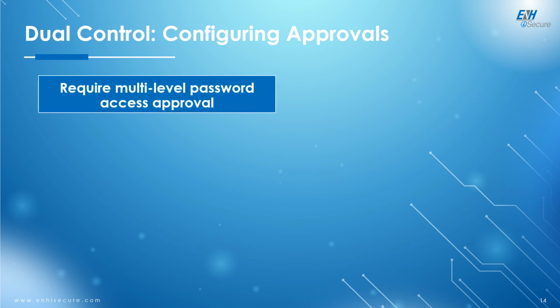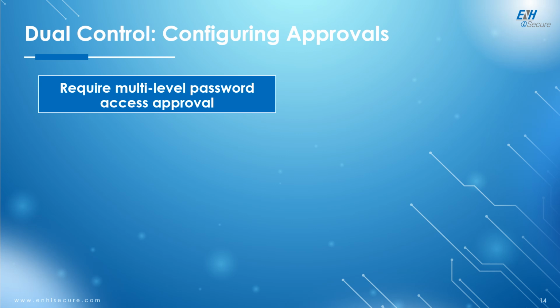We can use require multi-level password access approval when two levels of authorization are required to access privileged accounts. The first level of authorized users must confirm the request before it is transferred to the second level of authorized users. After both levels have confirmed the request, the user can access the account. If a request is denied at the first level, it is not passed on to the second level. If it is denied at the second level, the confirmations from the first level are irrelevant.